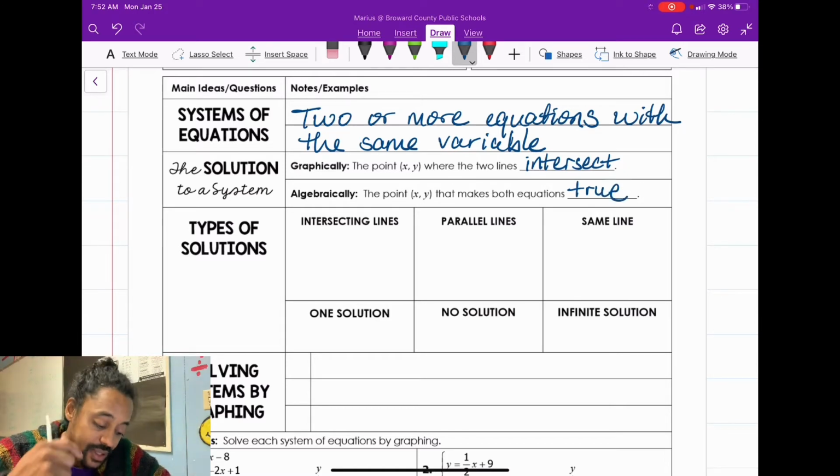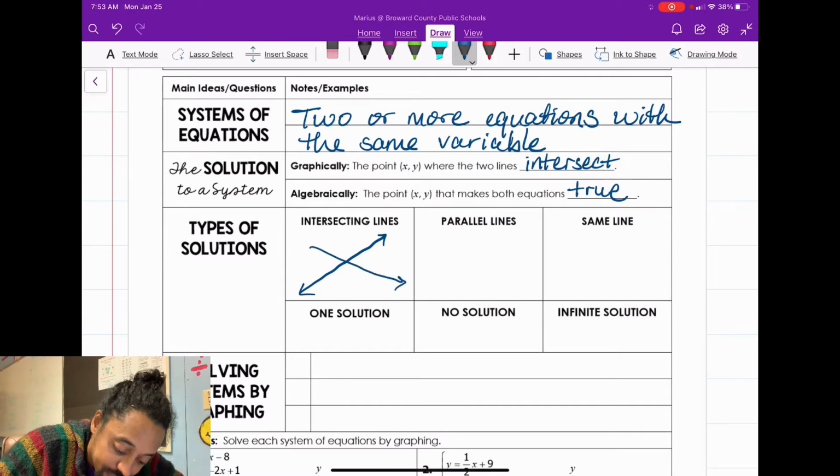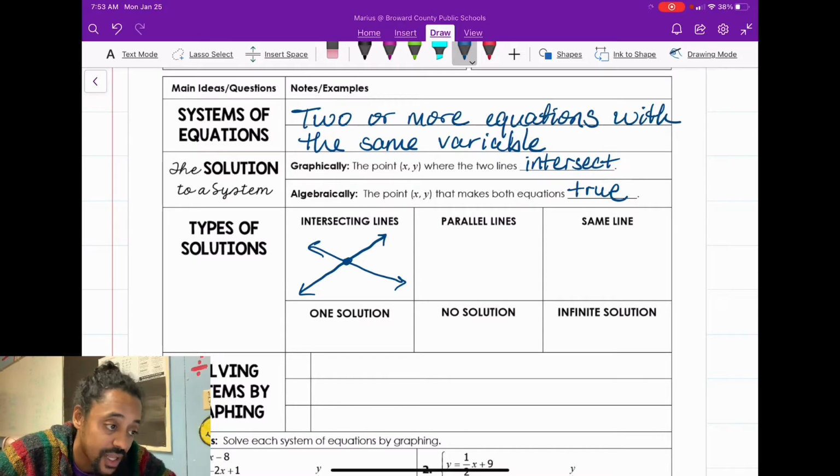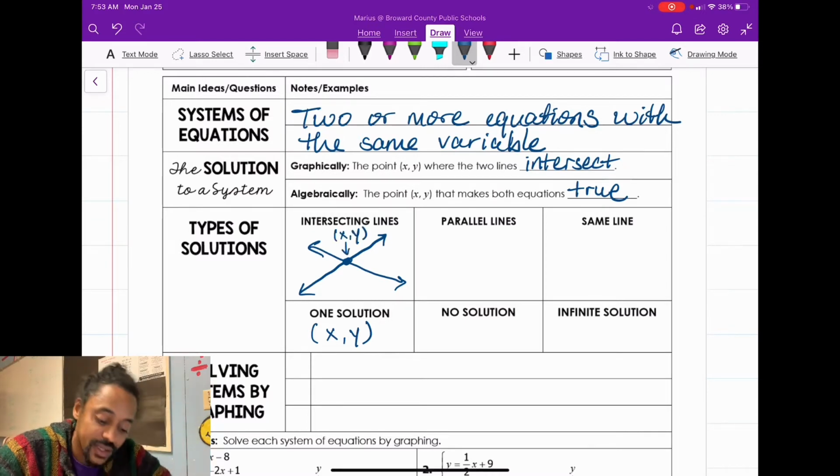Now, there are different types of solutions for systems of equations. The first one, visually, is going to look like intersecting lines. And the solution is wherever the lines intersect. So this point right here would be our x, y.